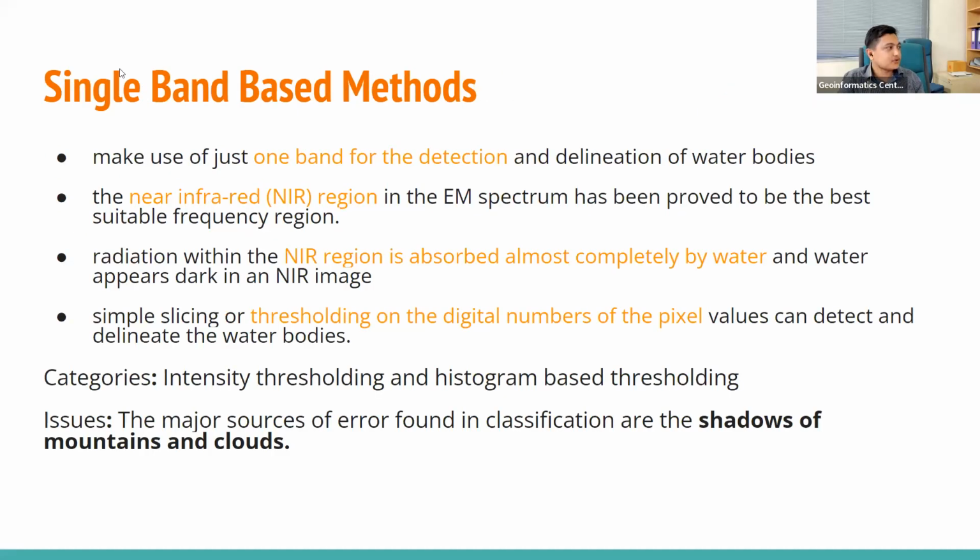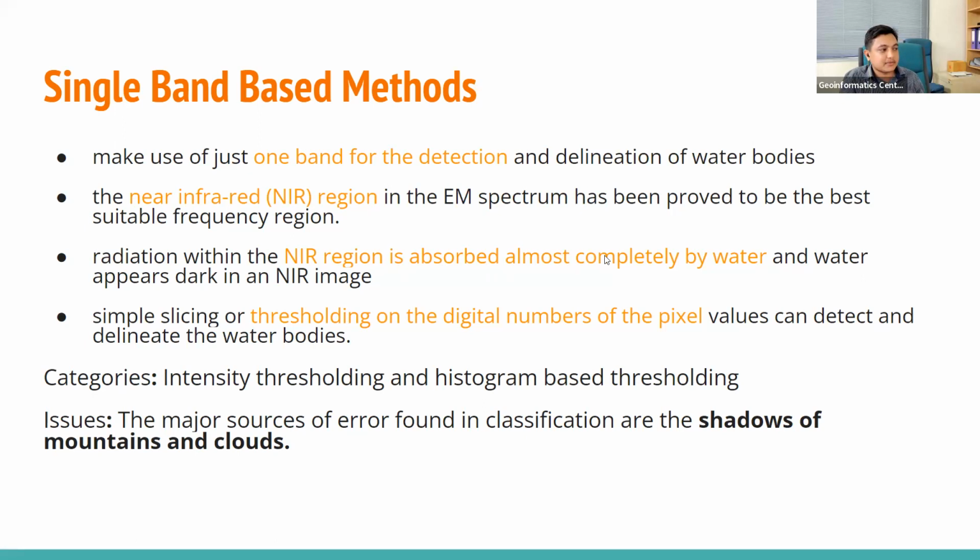To explain more on the single band based method, we make use of a single band for detection, as I mentioned earlier. The most suitable in optical based observation is the near infrared region of the electromagnetic spectrum. So instead of red, green, or blue, if we use the NIR region, it is proven to be one of the best bands for water detection, because the radiation within the NIR region is absorbed almost completely by the water.